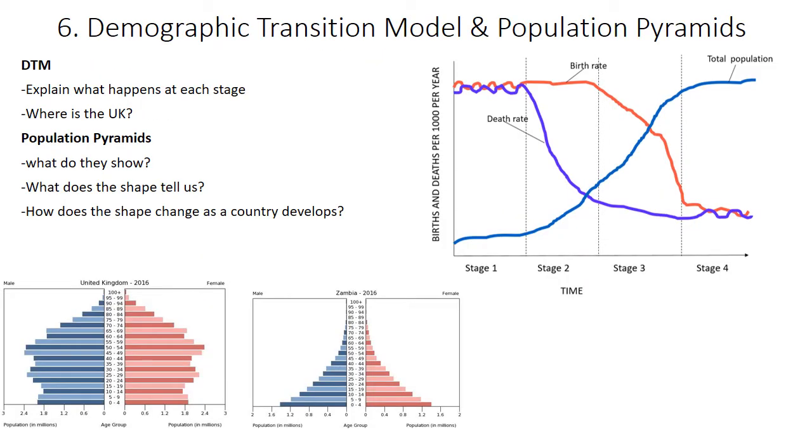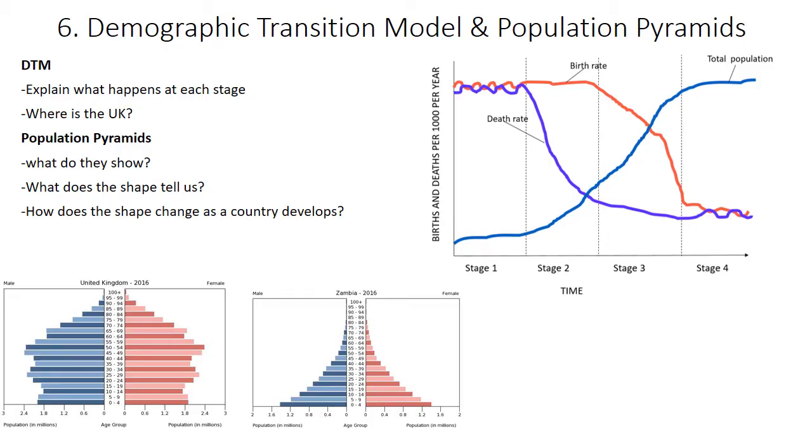The demographic transition model is a population change model, and it shows how the population of a typical country changes over time, and also how that links to development. So at stage 1, a country might be really poor, and therefore there's a high birth rate and a high death rate because people won't be living very long if they've not got access to healthcare, that kind of thing.